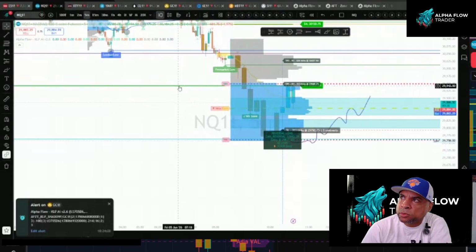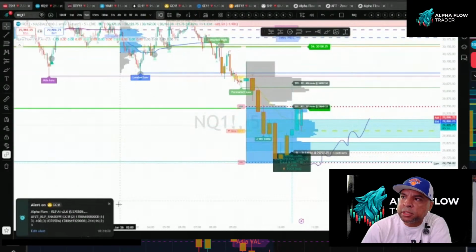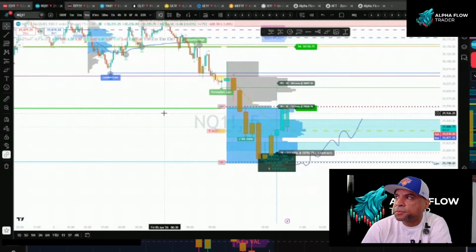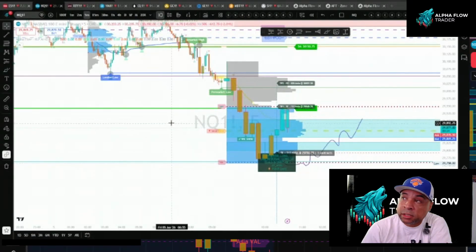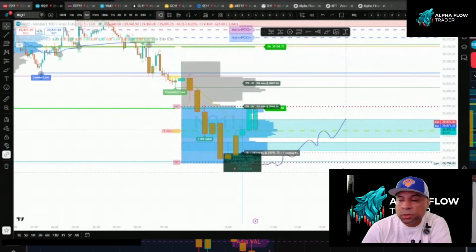So those are situations where sometimes you just have to use common sense and your discretion for your TP targets, because this can very well be a continuation lower. Break S5, come back, retest S5, and continue lower.